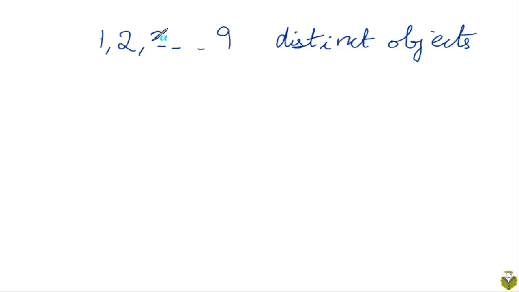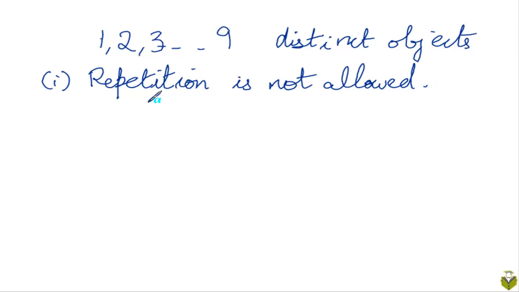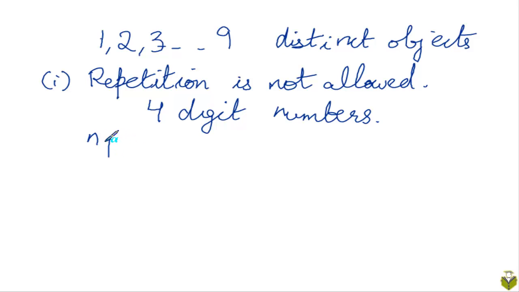First of all, we know that we have to use the digits between 1 to 9, so you can identify them as distinct objects, right? Because you have 1, 2, 3, 4, 5, 6, 7, 8, 9. Now the first one is the case where repetition is not allowed, and we have to make 4-digit numbers. So that means it's the same as using the formula for permutations of n objects taken r at a time without repetition. Here n equals 9, because you have 9 distinct objects, and r is 4, because you are forming 4-digit numbers out of these objects.